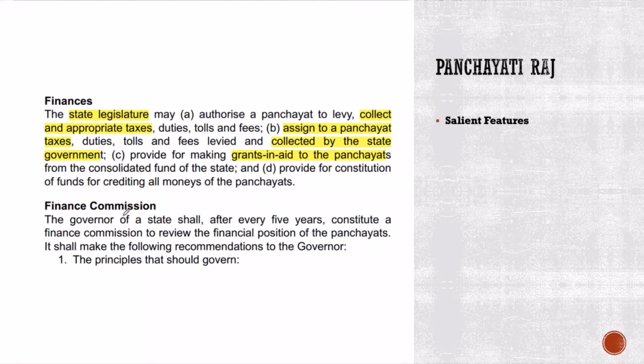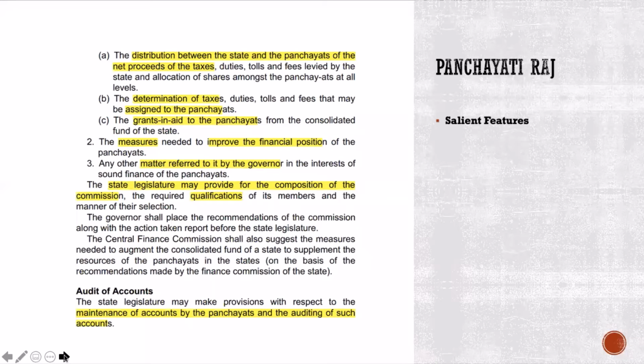Similarly, you have the Finance Commission. The Finance Commission is another independent body, and it looks at the principles that should govern, what is the Finance Commission going to govern? It lays down the principles that govern the distribution of the net proceeds of taxes. If we are talking about the Central Finance Commission, then it is between the center and the states. If you're talking about the State Finance Commission, then it is about how you divide them between the state and the panchayats. And the determination of certain taxes that should be given to the panchayat, the grants in aid. And apart from that, point number 2 and point number 3 are a little more general.